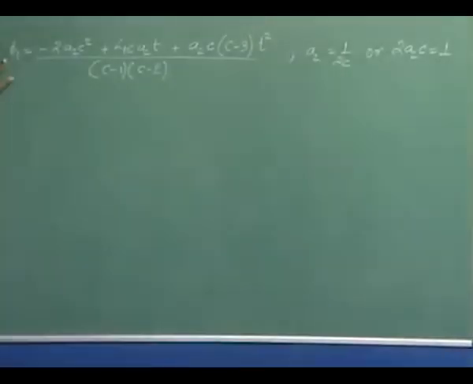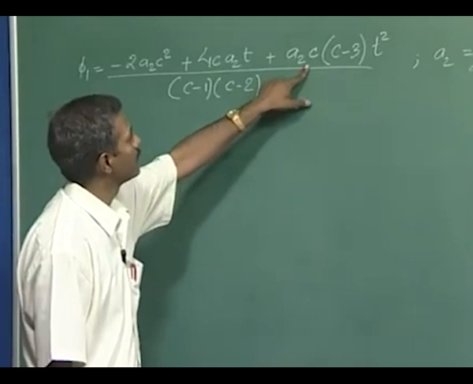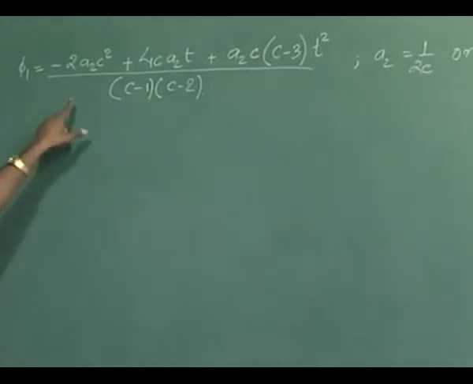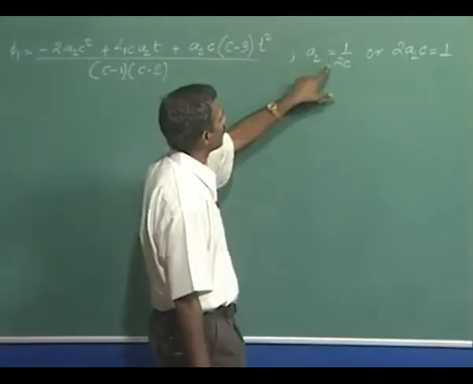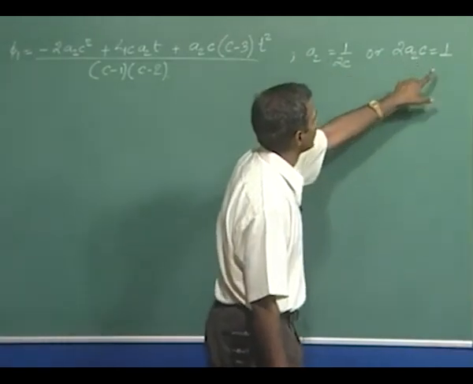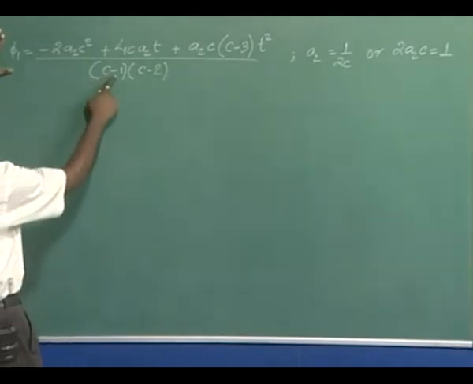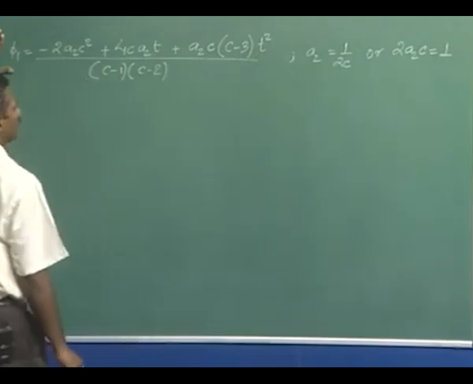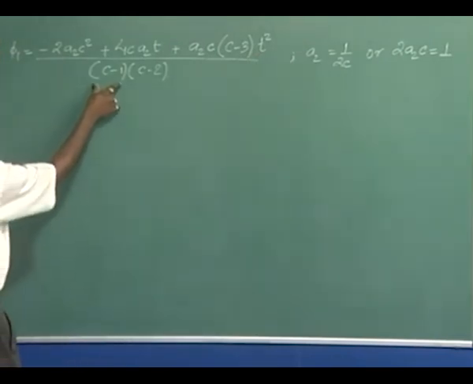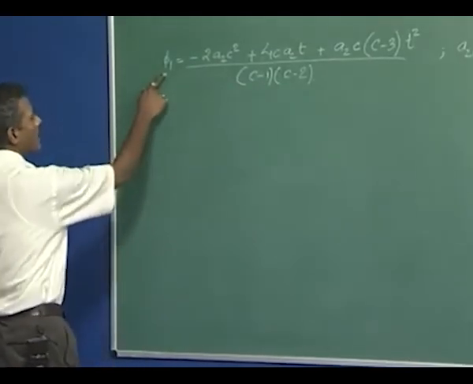This is the expression for phi 1 here. Phi 1 equals minus 2 times a2 times c squared plus 4 times c times a2 times t plus a2 times c minus 3 times t squared, the entire thing over c minus 1 times c minus 2. Here a2 equals 1 over 2c, or twice a2c equals 1. We would like to see what happens to phi 1 when c is equal to 1 and when t is also equal to c, which is equal to 1. At this time, you would observe that this factor c minus 1 would offer a singularity to phi 1.